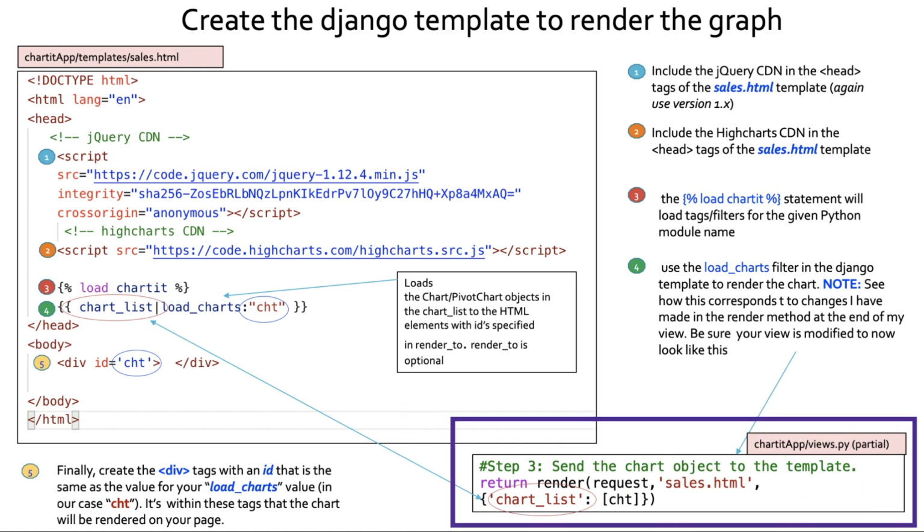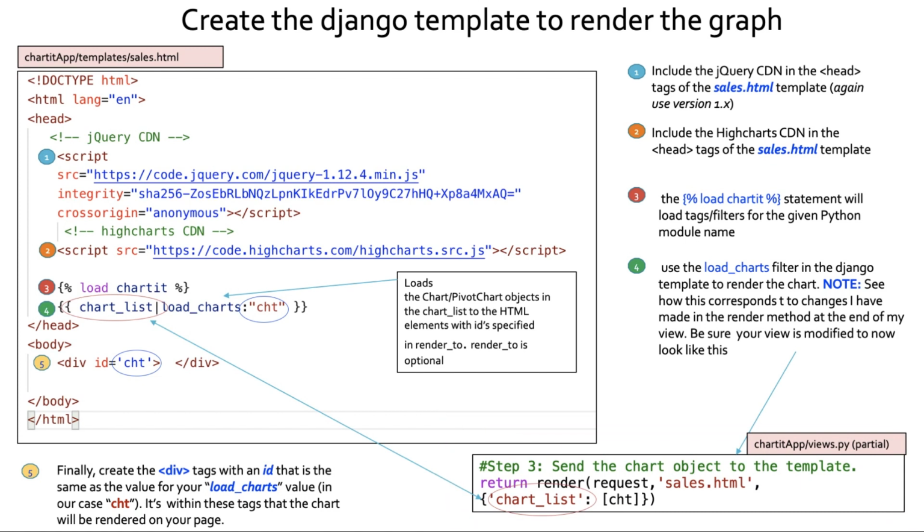See how this corresponds to the changes I've made in the render method at the end of my view. Be sure your view is modified to now look like this, and you're going to see that in the latest version of the code up on GitHub. But you see that I made a slight change here because I've been playing around with different configurations.